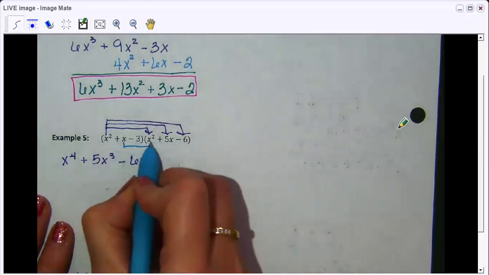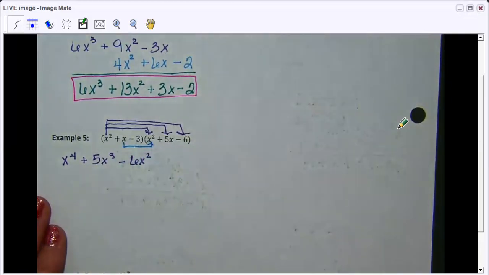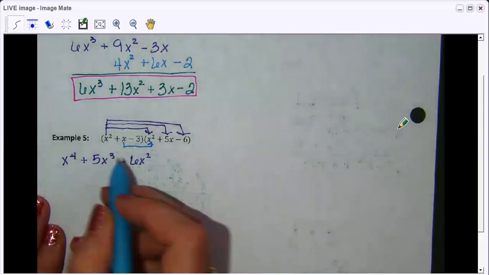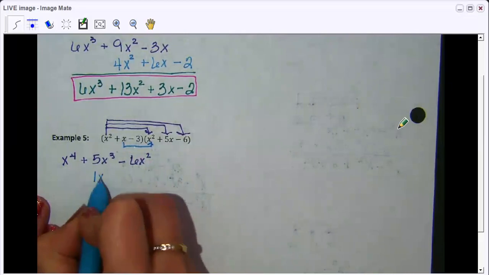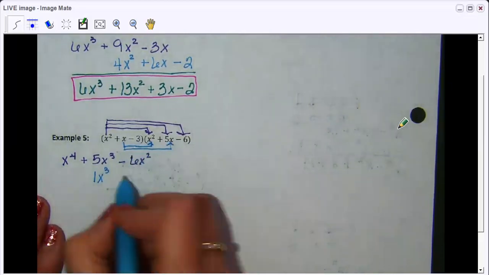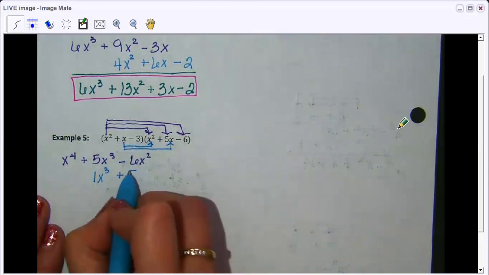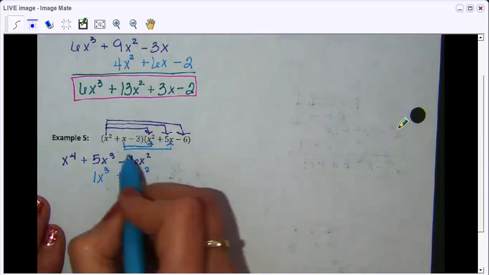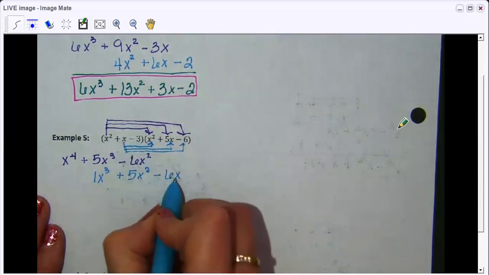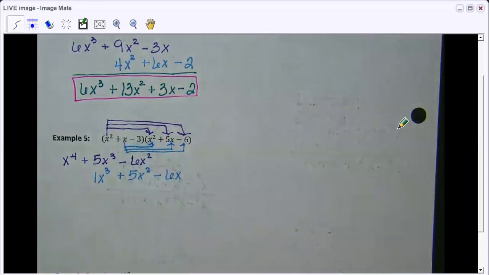So x times x squared is x cubed. So what I'm going to do with that is put it under the like term, okay? So it's the same as 1x cubed. X times 5x is a positive 5x squared. And then x times a negative 6 is minus 6x. All right, now our third term.